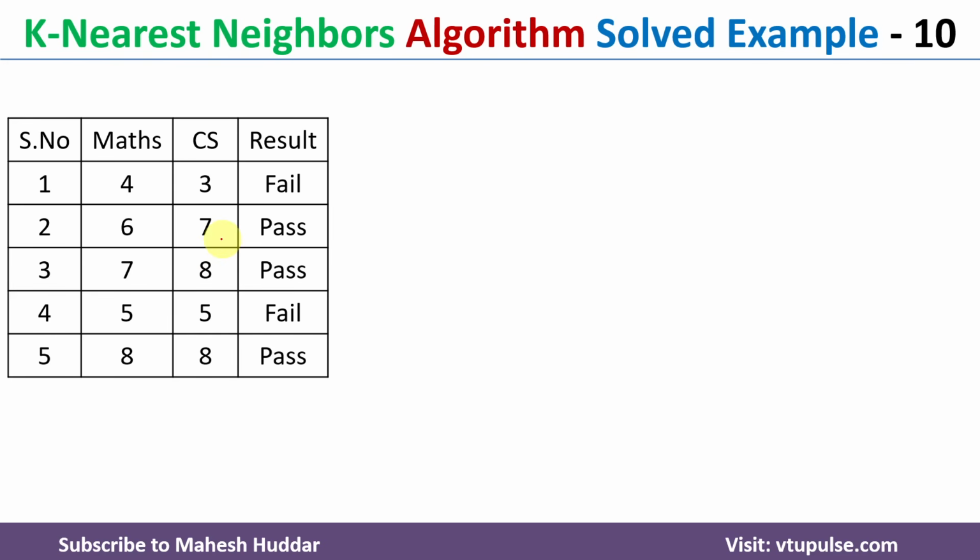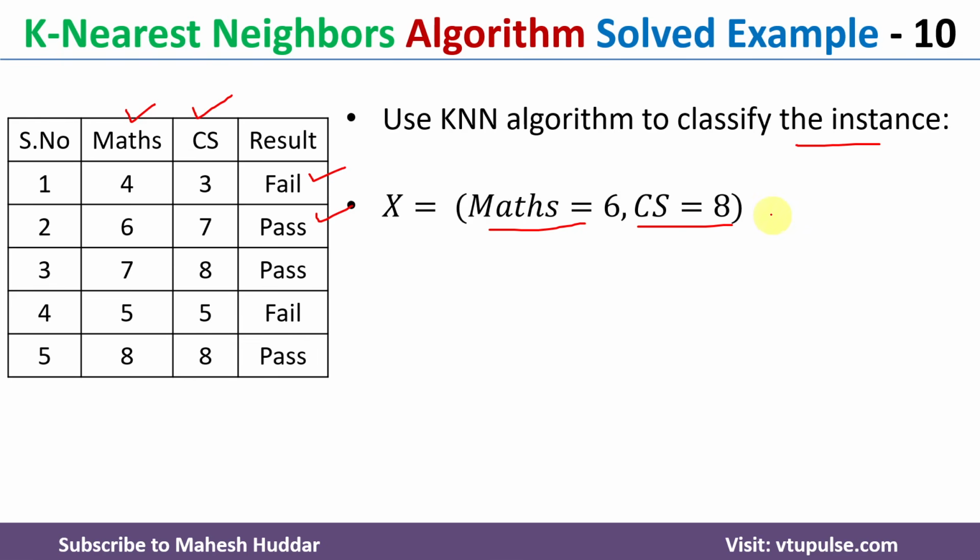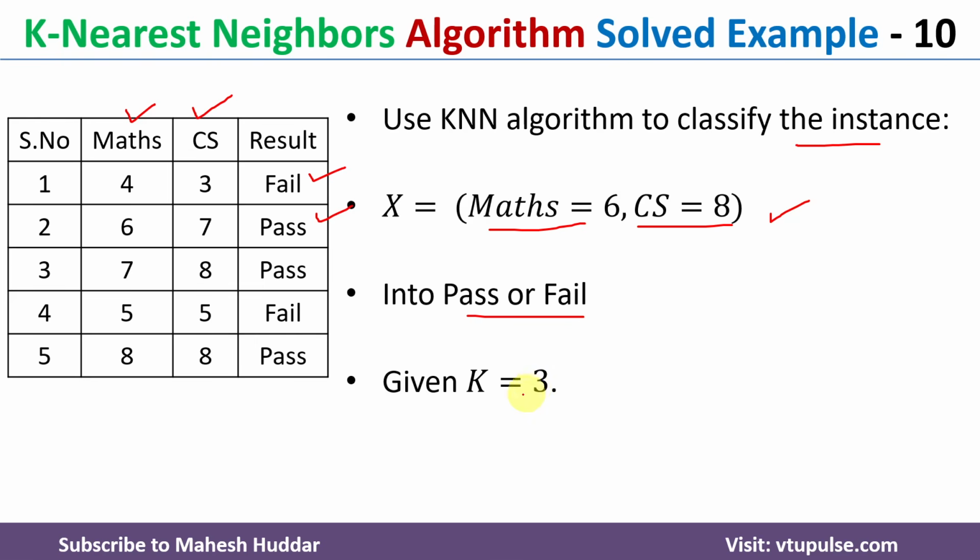This is a given data set. In this, we have two attributes maths and CS. Result is a target class with the two class labels fail and pass. And here we have the new instance or new example where maths is equal to 6 and CS is equal to 8. We need to classify whether this example is pass or fail. And we will consider k is equal to 3.